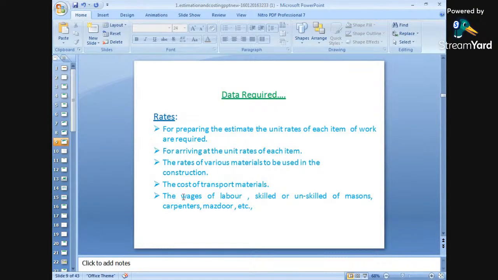The last point is the wages of laborers, skilled or unskilled, masons, carpenters, mazdoor, etc. So we have to find out the local rates of labor. What are the labor rates nowadays in the local city? What is the rate of skilled or unskilled masons? What is the rate of a carpenter, what is the rate of a mazdoor, or the different rates of the blacksmith, okay? Or a tile layer, who is laying the tiles. So these rates are to be found out first.